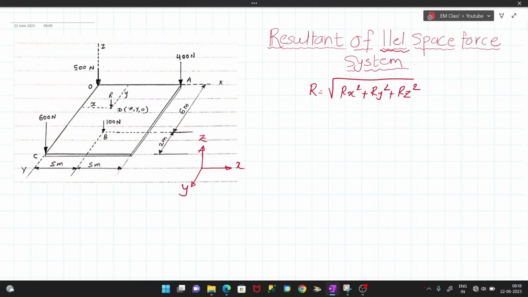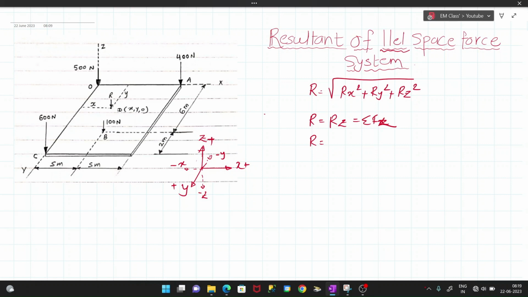But in this case, as all are along one axis, we can say that R is equal to what? Directly Rz, which means summation Fz. If you calculate that, R is negative because it is going downward. This is plus z, this is plus x, this is plus y. Beyond this, there will be minus z, here minus x, and here minus y. Are you getting it? So what is R now? Summation Fz. So what is Fz? That is all the forces and their addition.